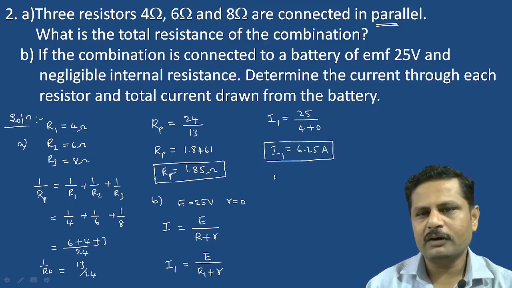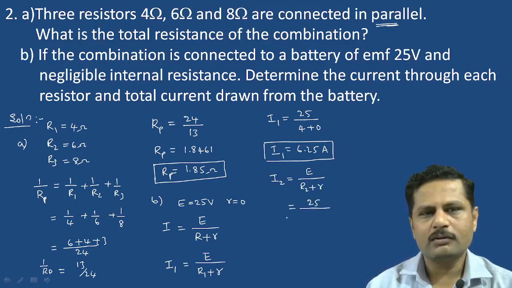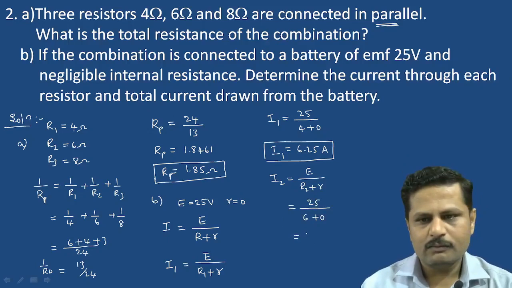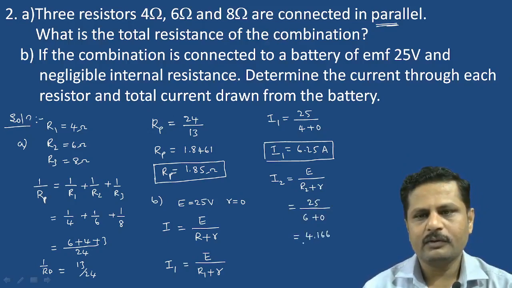Next, let me find out I2 in the same way. That is, I2 is equal to E divided by R2 plus R. Substituting the values, we get E equals 25, R2 equals 6, and this is equal to 4.166 ampere. This is I2.